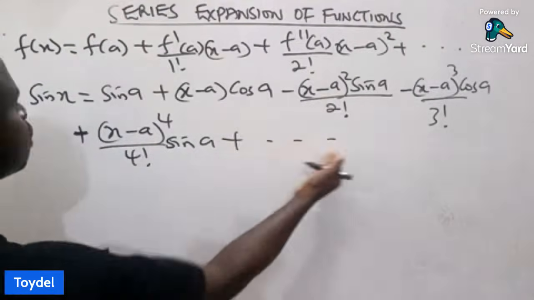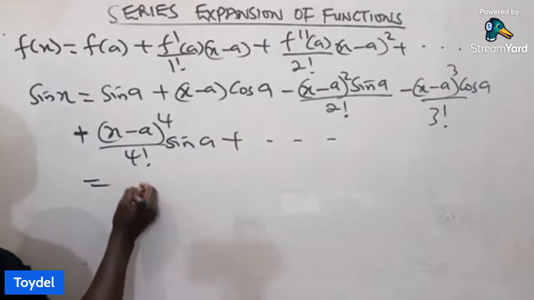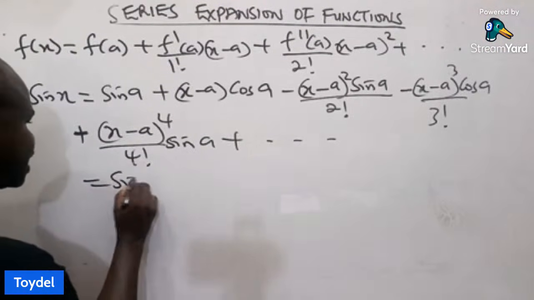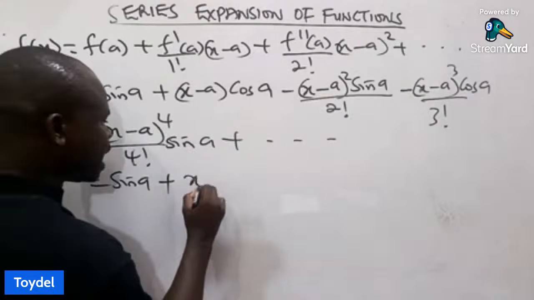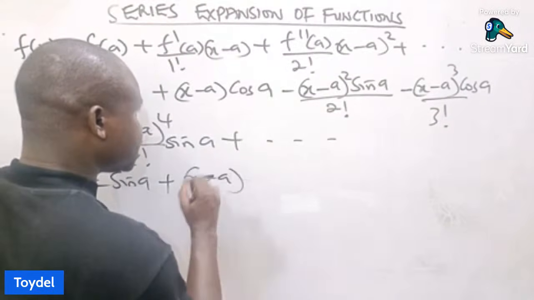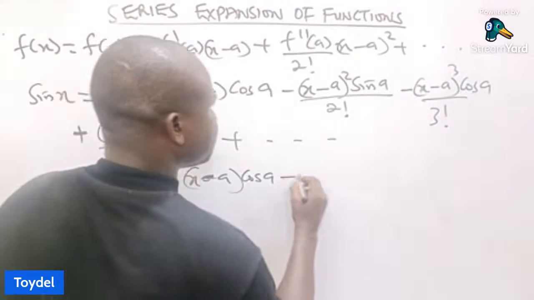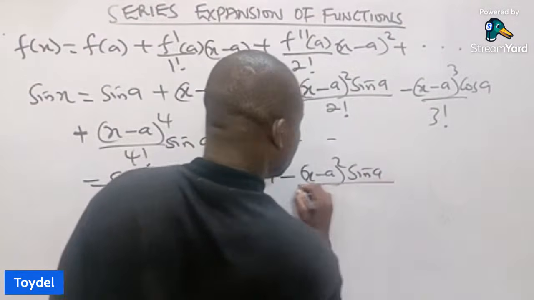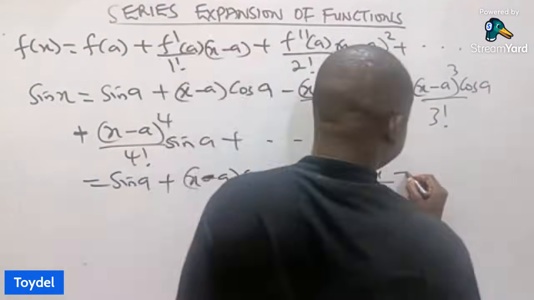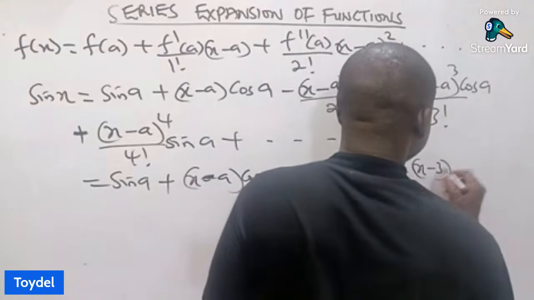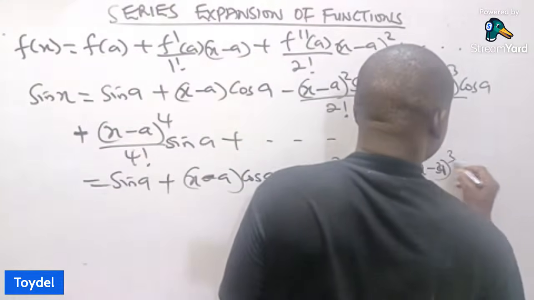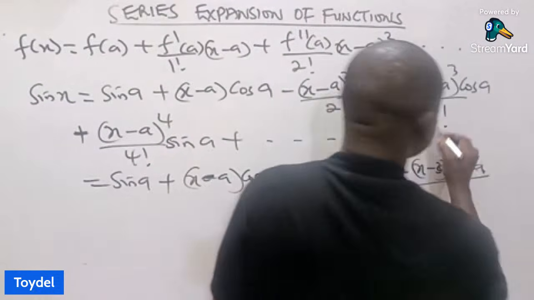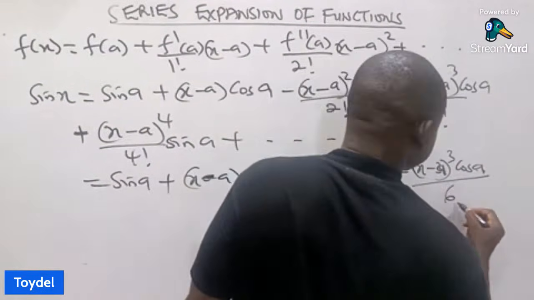When we truncate, we can start to rewrite the values of all these factorials. This becomes sine a plus x minus a cos a, minus x minus a all squared sine a all over 2 factorial, which is 2, minus x minus a cubed cos a all over 3 times 2, which is 6.